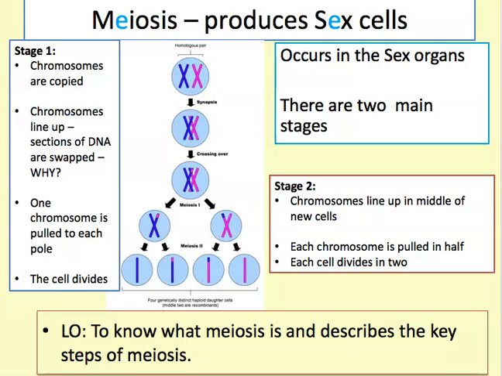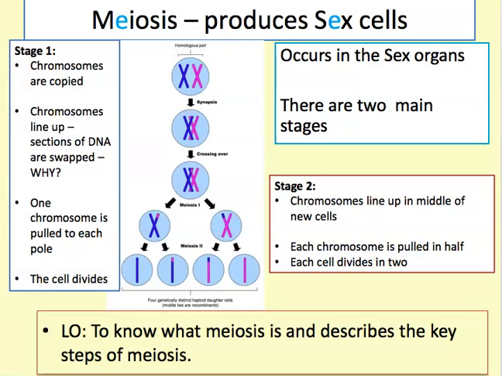Okay, it would be really useful for you to either print this diagram off or just jot it down, draw these images so that you can write the stages down of what is happening. Okay, so you will know that there are 46 chromosomes in a body cell. Now, we can't draw 46 chromosomes in a cell because it'd look very messy and it would take a long time. So we're just going to represent the chromosomes as one pair.